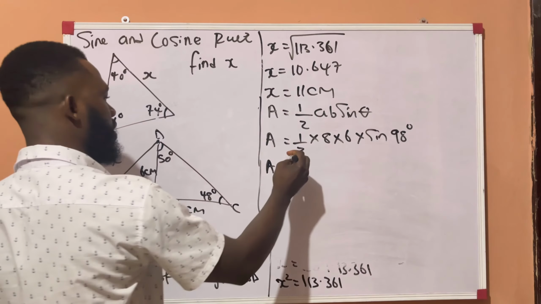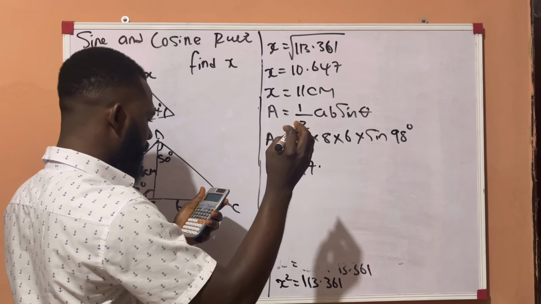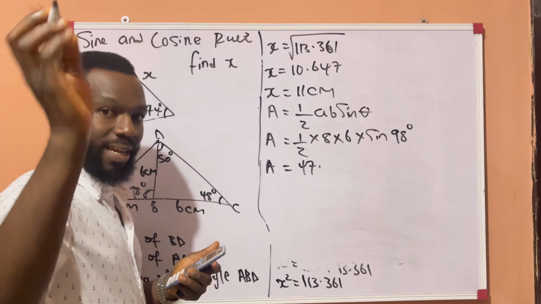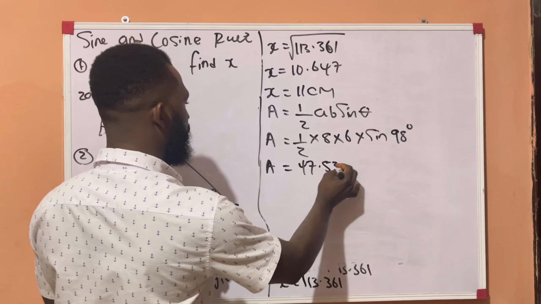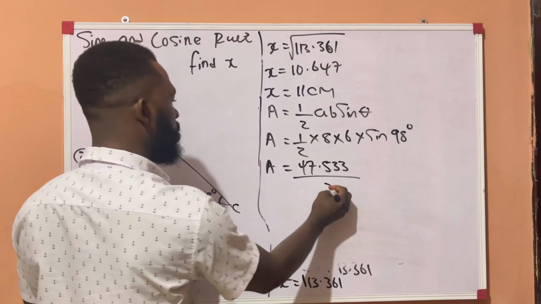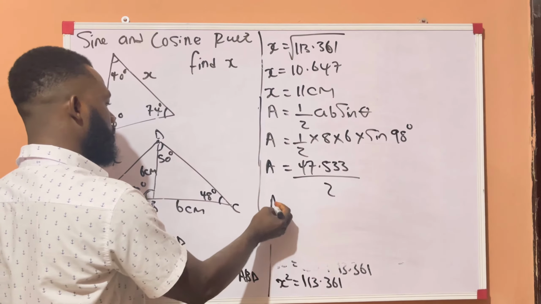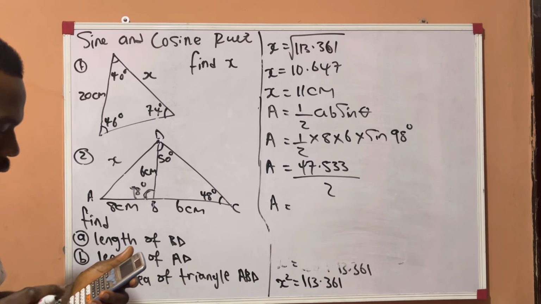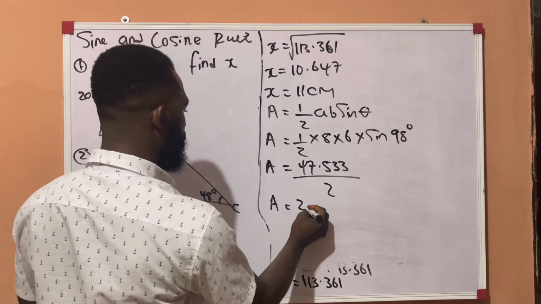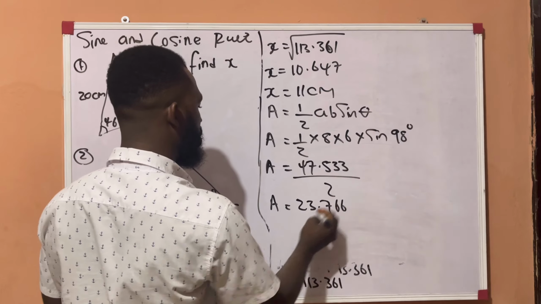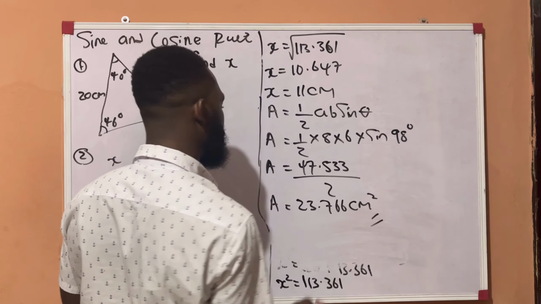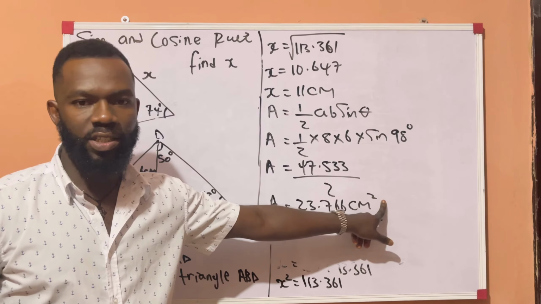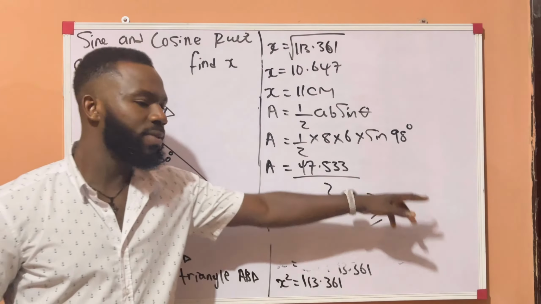That gives us 47.5328. Let's just say 47.533, all over 2. All right, let's divide. 47.533 divided by 2 gives us 23.766 centimeter square. Because why? The measurement for area is in square, so since we are using centimeters, it becomes centimeter square.